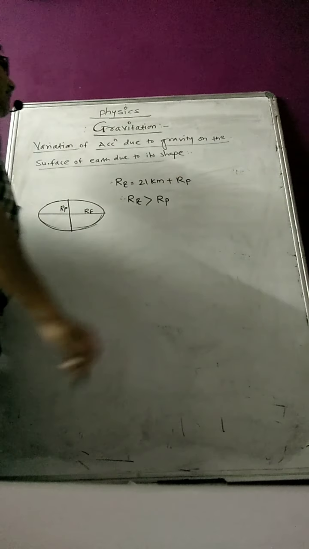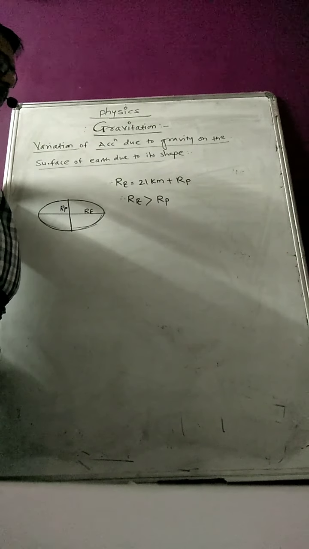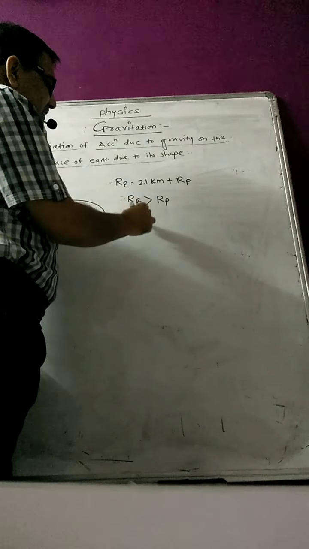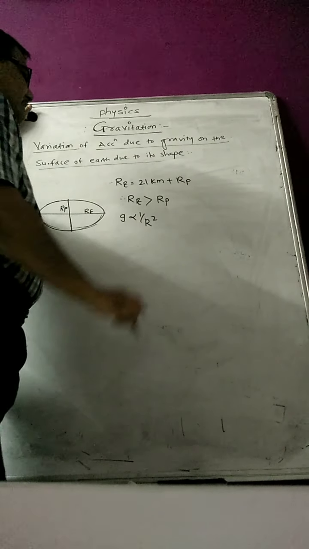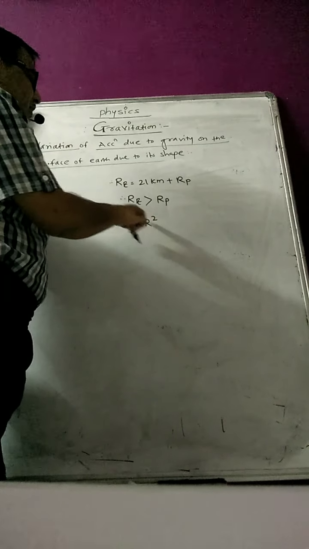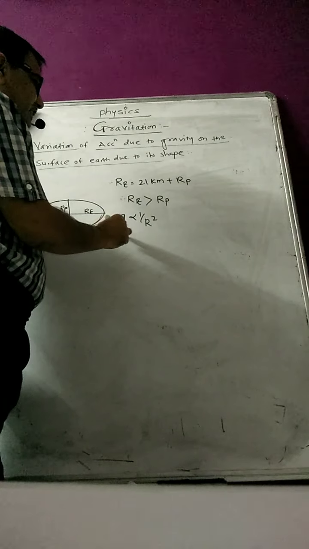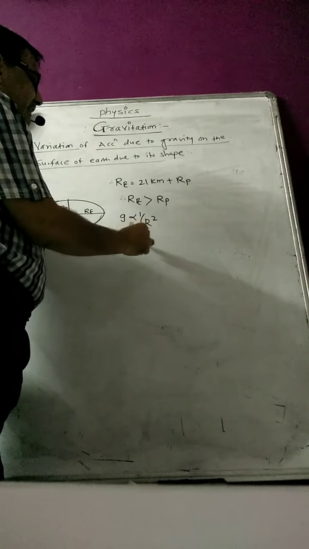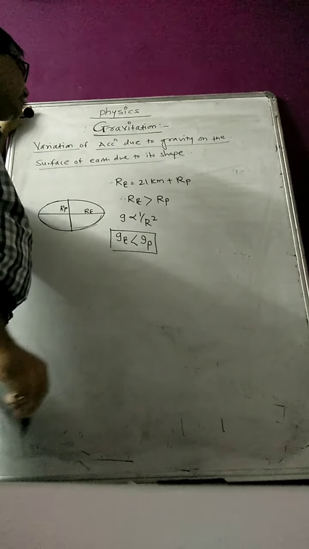Okay, but now you know, according to that radius, there is a relation. Acceleration due to gravity is going to change on the surface of earth also, as g is inversely proportional to r square. Therefore, as the equatorial radius will be more, g will be less. That means the acceleration due to gravity at the equator will be less than the acceleration due to gravity at the pole. Okay, so that will be the relation.